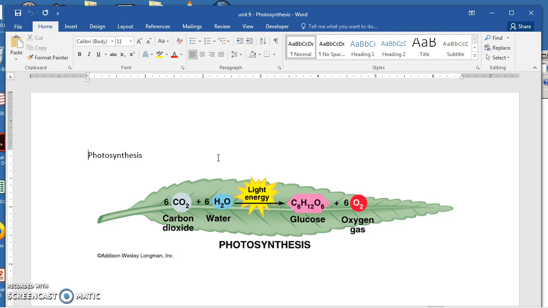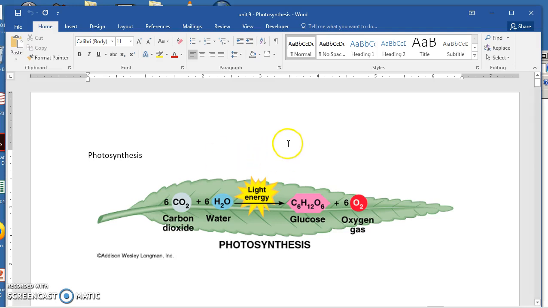Photosynthesis involves transforming kinetic energy in the form of light energy into potential energy, which is biochemical energy that's stored in the bonds of chemicals.